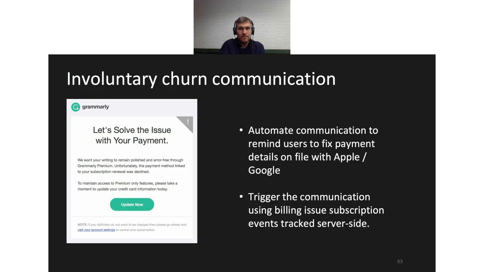Let's have a look at an example of involuntary churn communication. You want to remind the user to fix their payment method with Apple and Google, or another payment method if they are, for example, paying through Stripe. On this slide, I'm showing an example of such communication from Grammarly. Essentially, they're pointing to the fact that they haven't been able to receive the payment, and they are providing the link to update billing details.